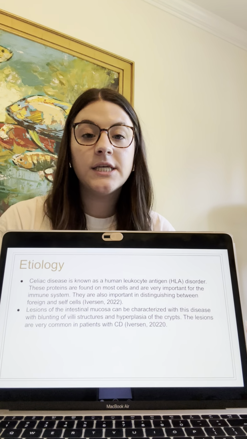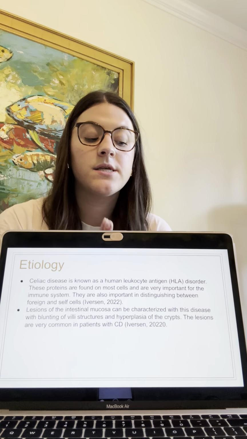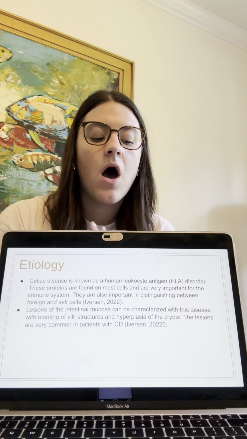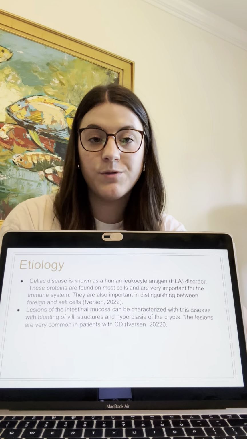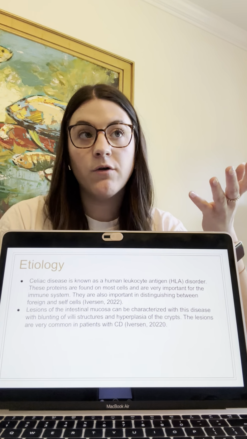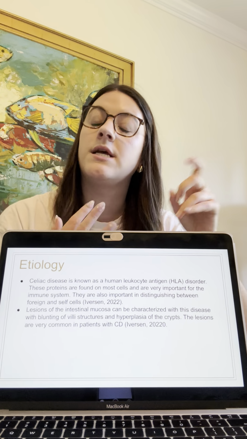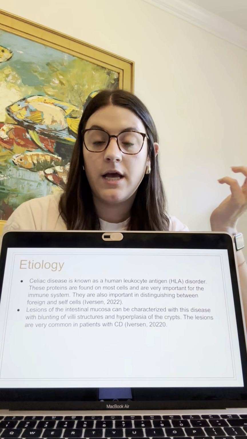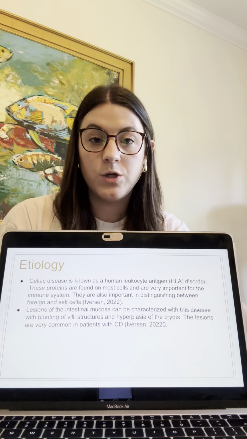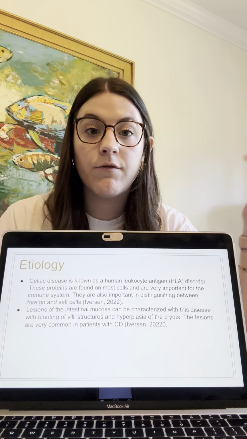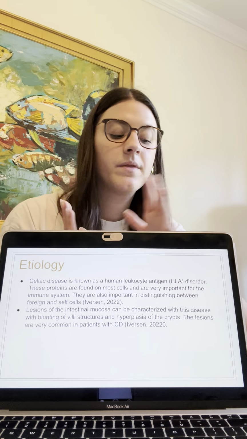Celiac disease is known as a human leukocyte antigen disorder, and these proteins are found on most cells. They are very important to help distinguish self cells versus foreign cells, and they're also important in immune responses in the immune system. So if they are damaged or something happens, then they're unable to distinguish us versus foreign things, so they could destroy us.